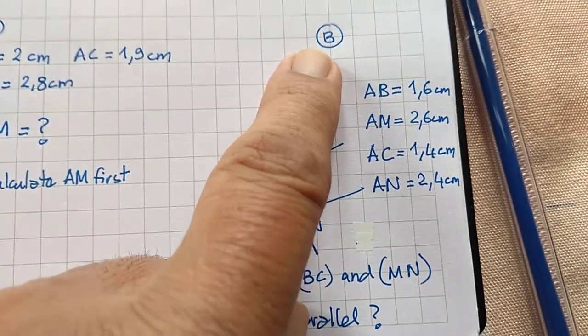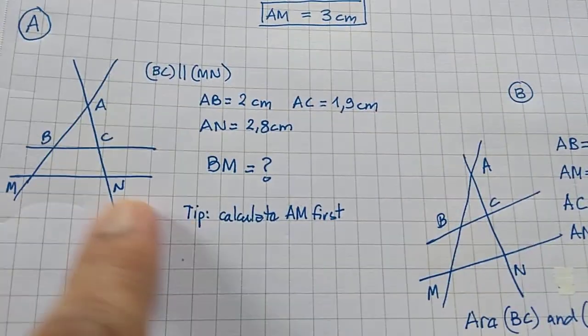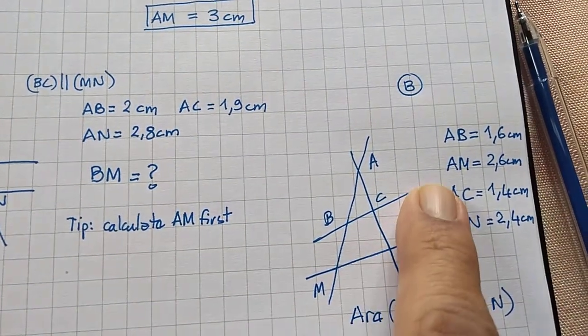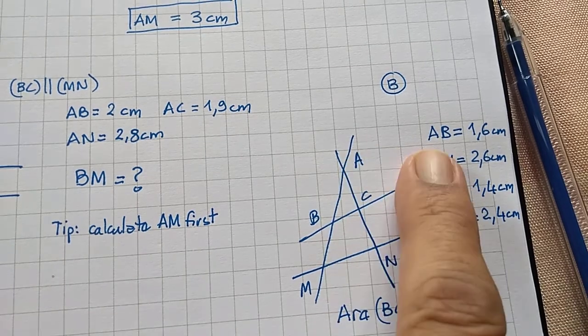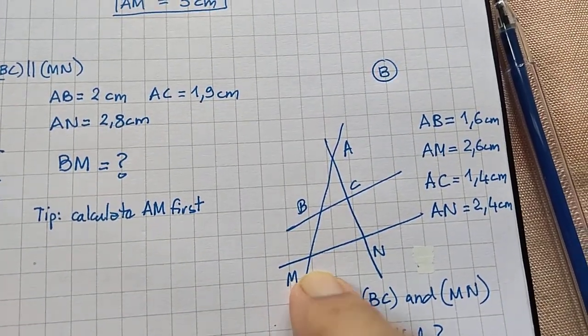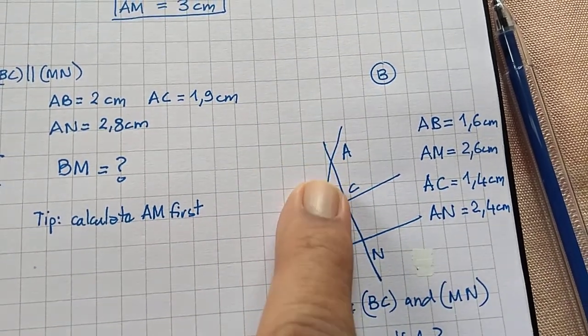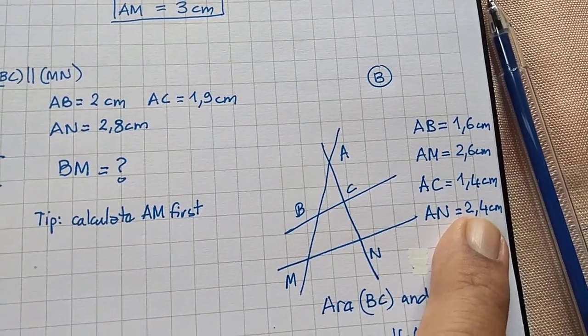And this is problem number B. So in this particular case we have the same configuration as here. Here AB is equal to 1.6 centimeters, again not to scale. AM is equal to 2.6 centimeters. AC is equal to 1.4 centimeters. AN is equal to 2.4 centimeters.